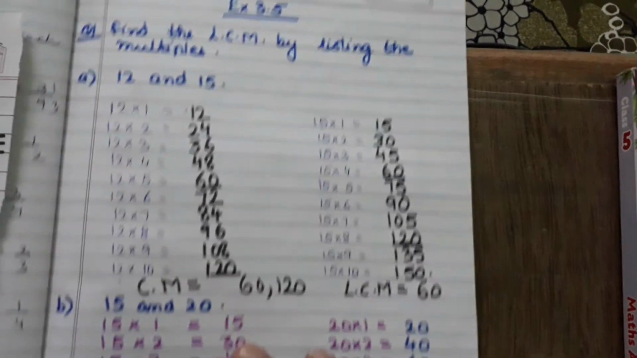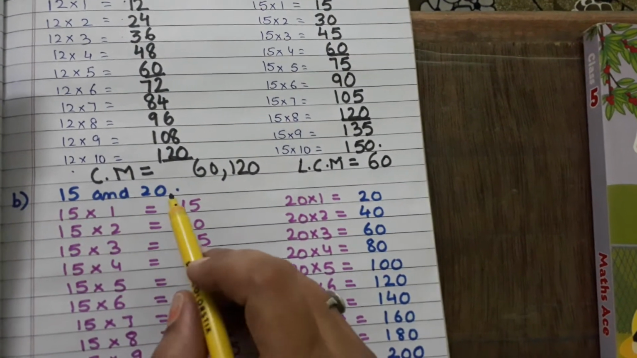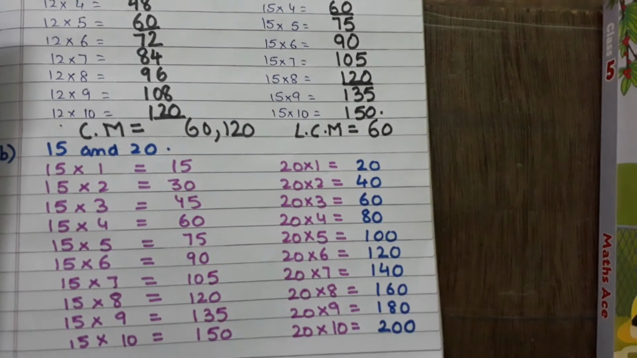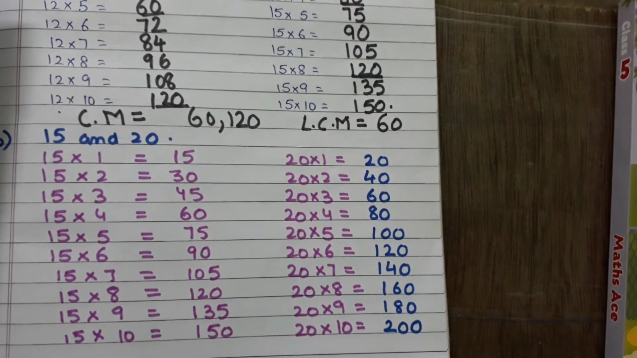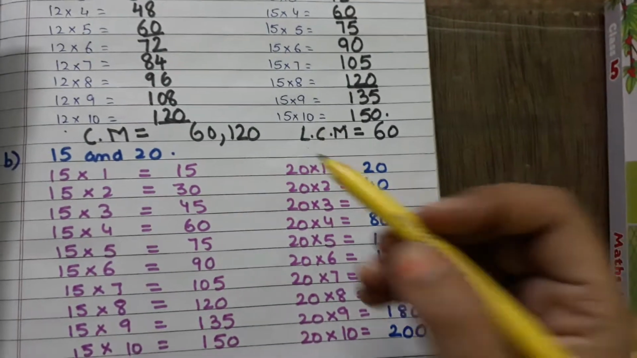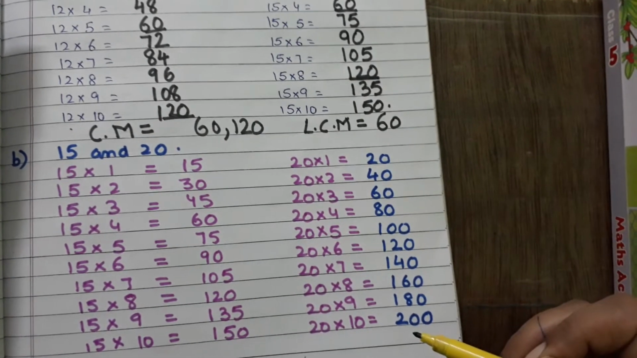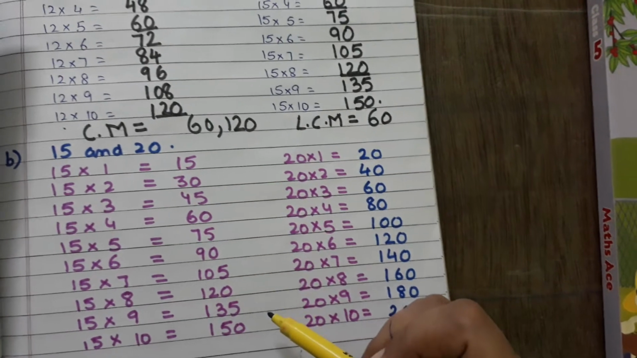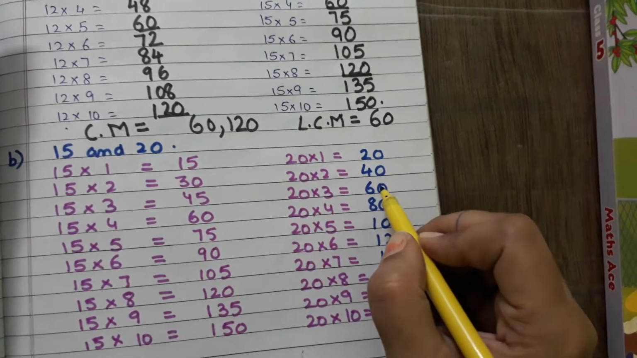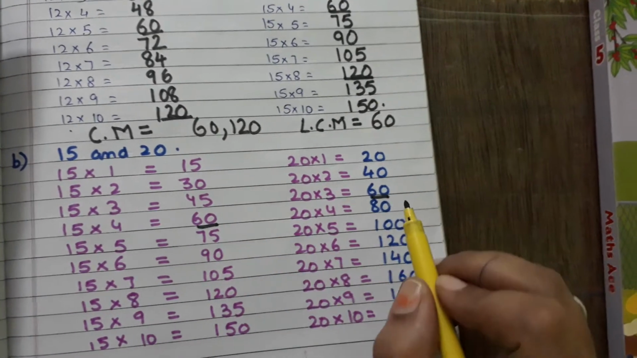Now moving towards our B part, it is 15 and 20. We have to list the common multiples of 15 and 20. So first of all we have to write the table of 15 and the table of 20. Fine. So after that we have to see which are the common multiples. First it is 60, which is common.